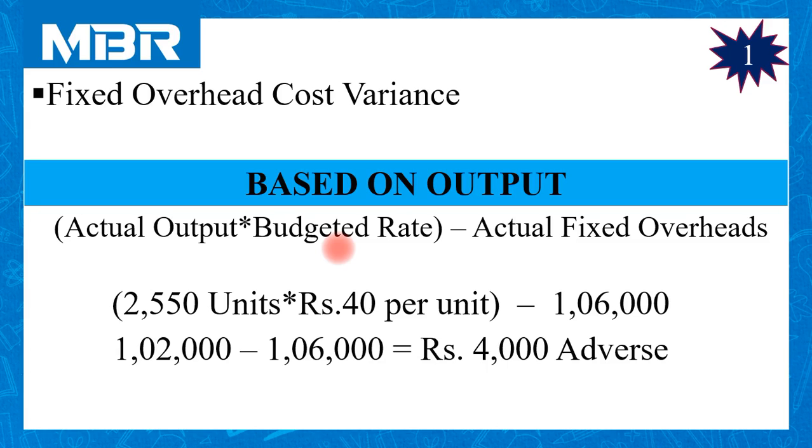On the basis of units of the production, our expected fixed overheads should be 1,02,000, not more than that. But we have paid rupees 1,06,000. So in this case, we have paid rupees 4,000 more than the requirement. So when we are paying more expenditure, the situation is adverse.